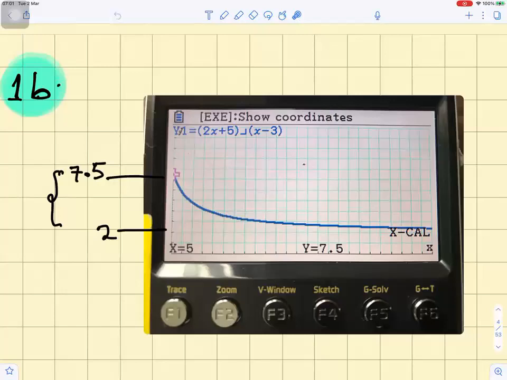You can also use your graphics calculator to plot the function y equals 2x plus 5 over x minus 3. And you would look here, and the range is what is on the y-axis. So you look here, the smallest value is that 2 there. That's why it starts at 2. And the biggest value is this here, which is 7.5, which is 15 over 2. So that's why the range is from 2 up to 15 over 2.